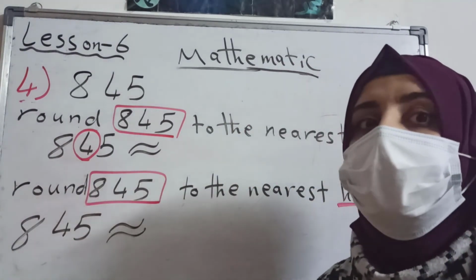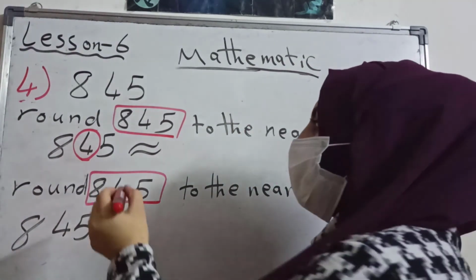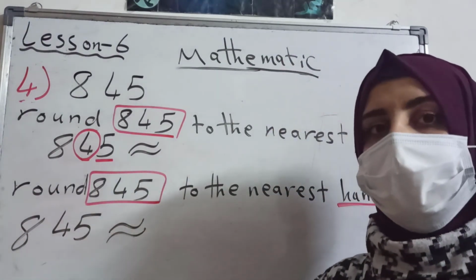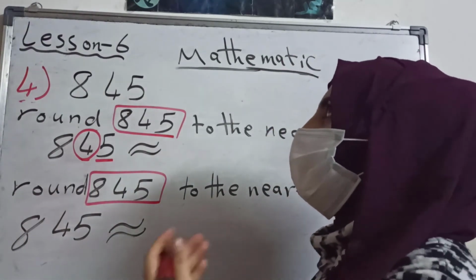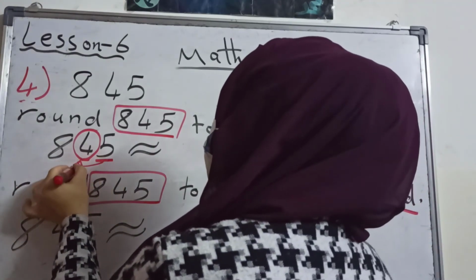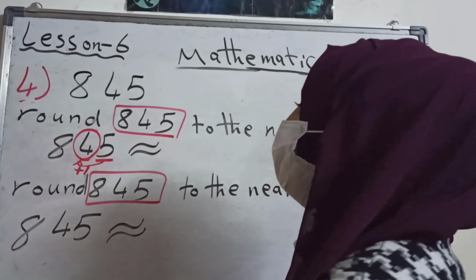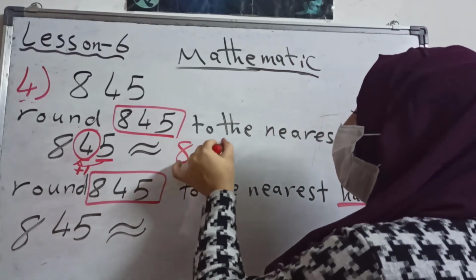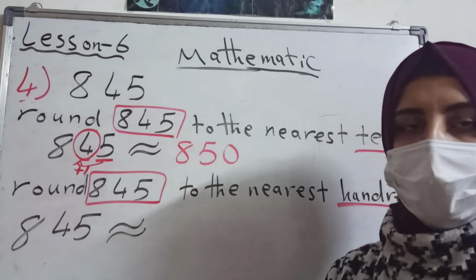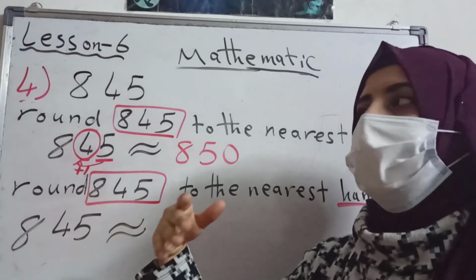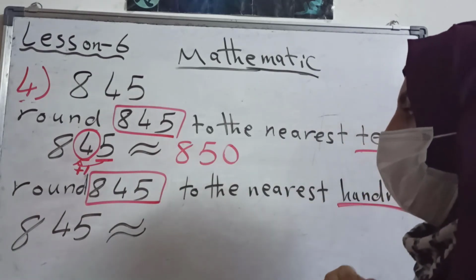Then we look at which digit, students? We look at the ones and we have 5 in ones. 5 is equal to 5 and it's in the second point. Then we plus this 4 by 1. Then it's rounded to 850. Then students, we have to write 850. Why? Because in ones we have 5 and it's in the second point.